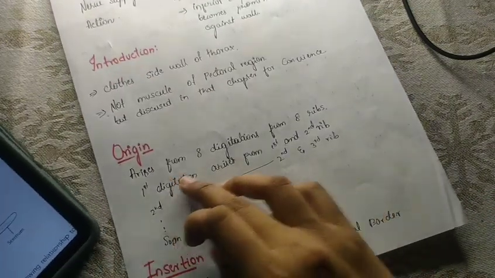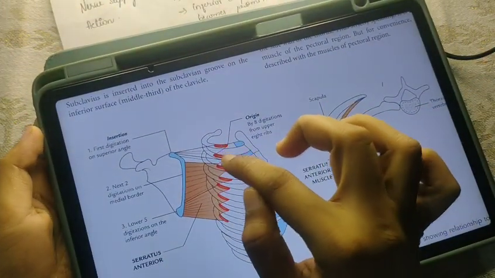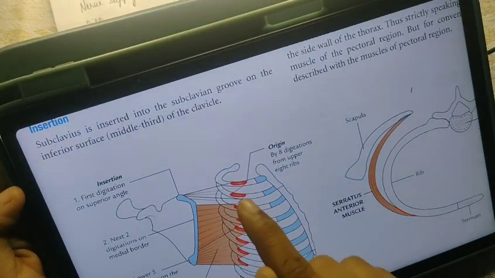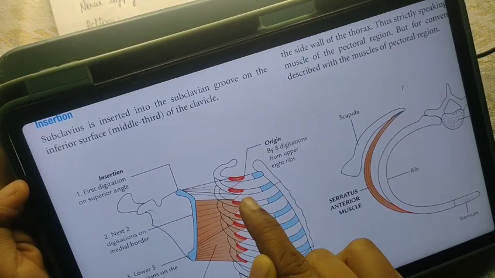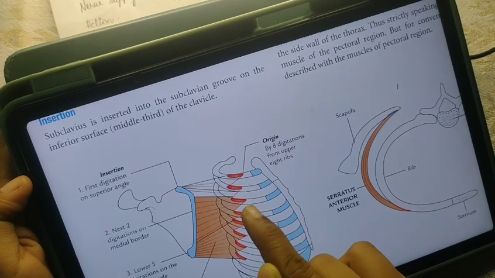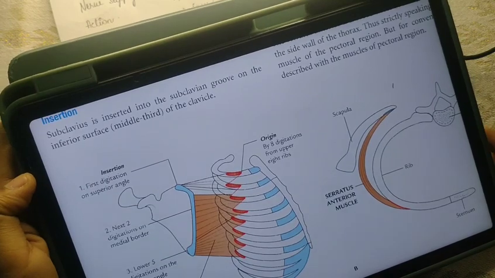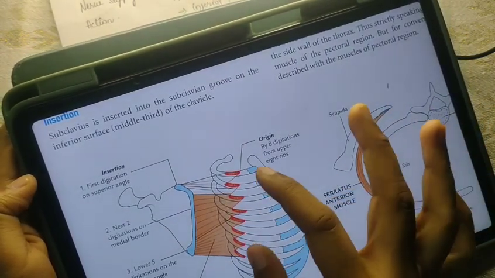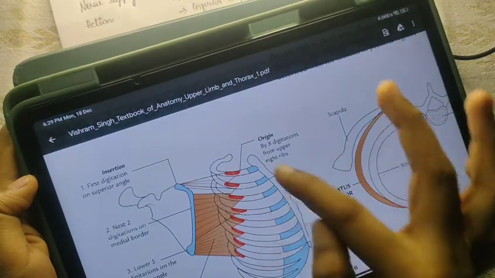This originates as 8 digitations from the ribs. As you can see, this originates as 8 digitations: 1, 2, 3, 4, 5, 6, 7 and 8. The first digitation will be in between the first rib and second rib, and the second digitation will be in between the second and third rib, whereas the third digitation will be in between the third and fourth rib, and so on. Origin: it originates by 8 digitations from the upper 8 ribs. As you can see, first rib, second rib, third, fourth, fifth, sixth, seventh and eighth, upper 8 ribs.